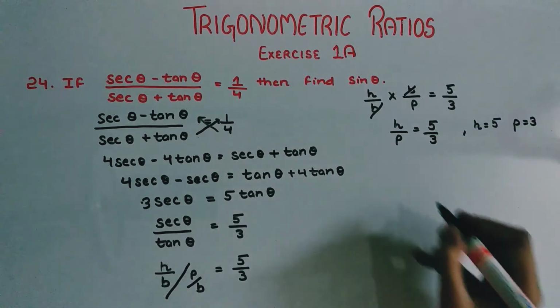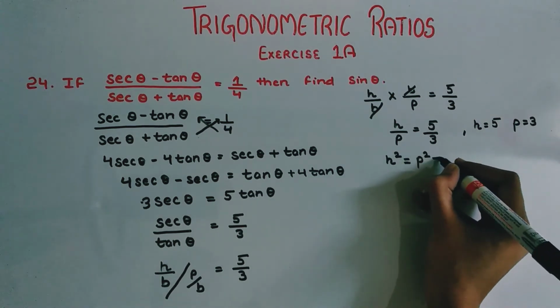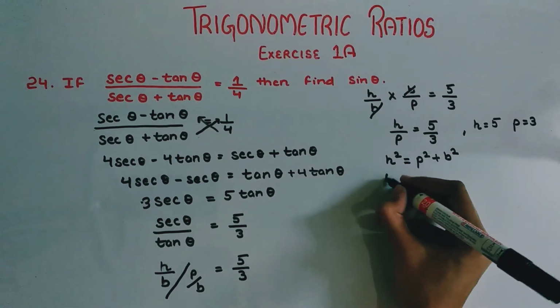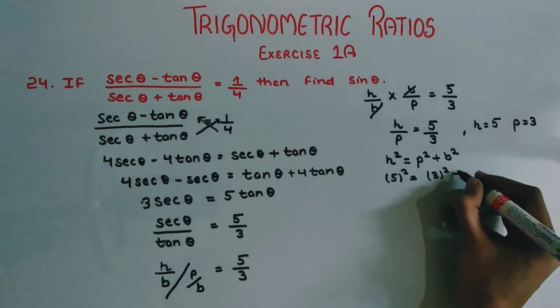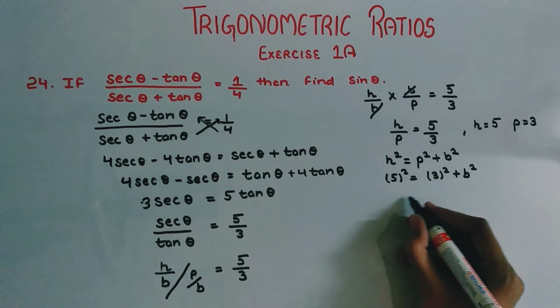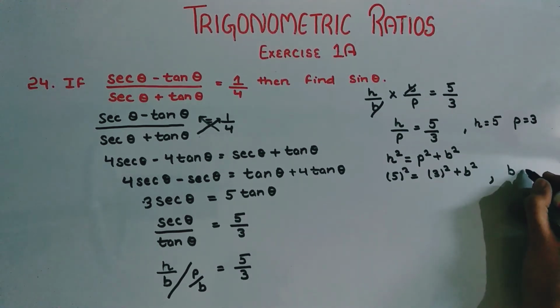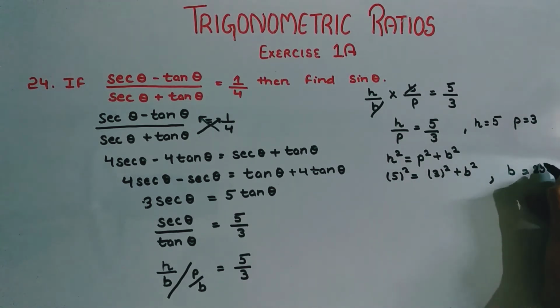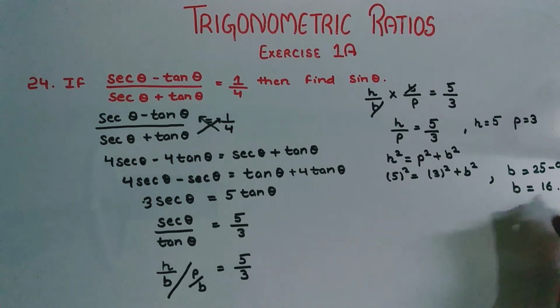Now we will use Pythagoras theorem, that is hypotenuse square is equal to perpendicular square plus base square, and we will find the value of base. We have 5 square, that is equal to 3 square plus base square. By solving this equation, we will find the value of base. This will be 5 square, that is 25, minus 3 square, that is 9, minus 9. Hence value of base is 16.